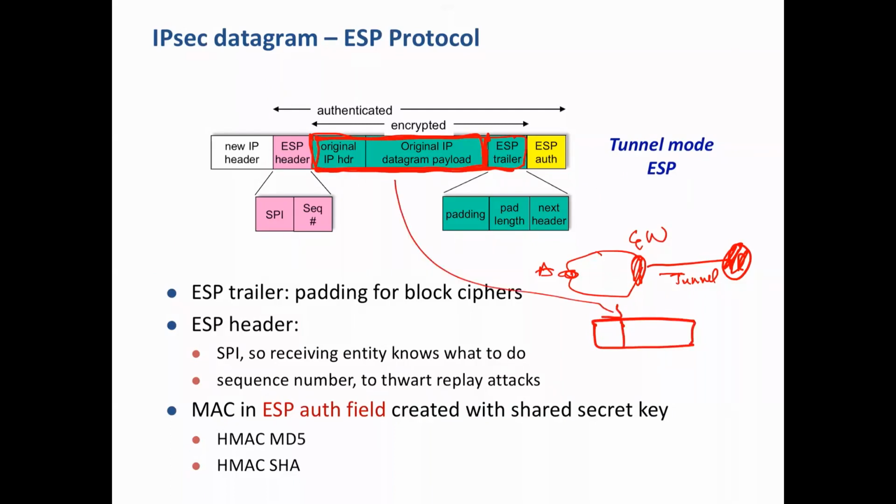Now what is to be done? This is to be encrypted. Now we add to this an ESP trailer. It will say what is going to be next. This is a very important field here: what is the next header?